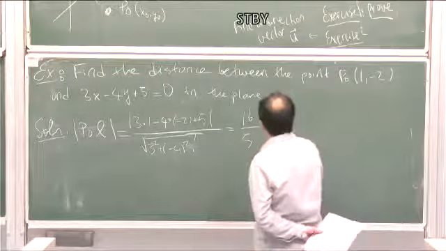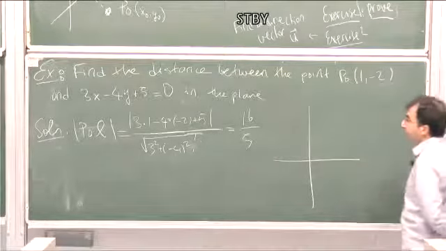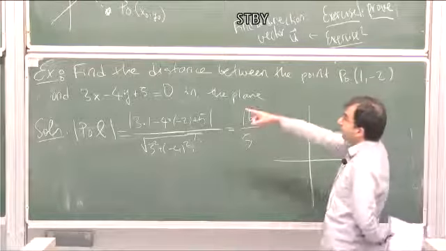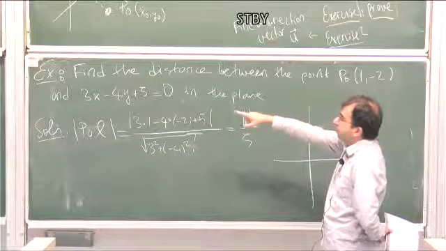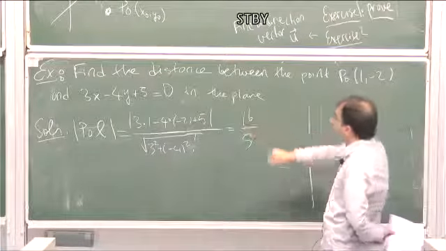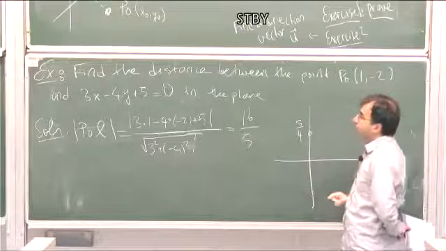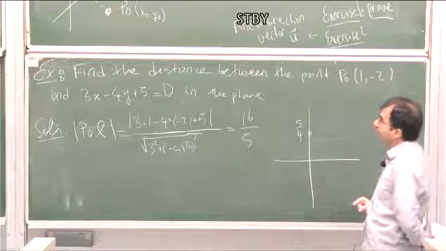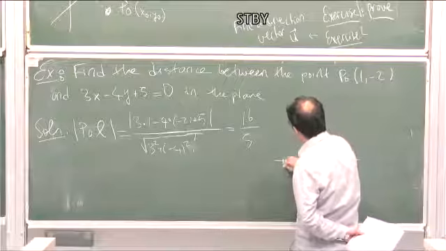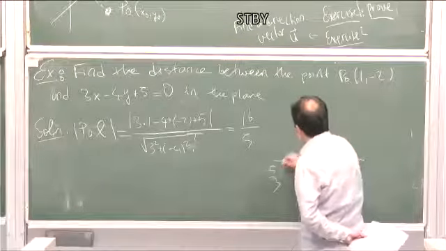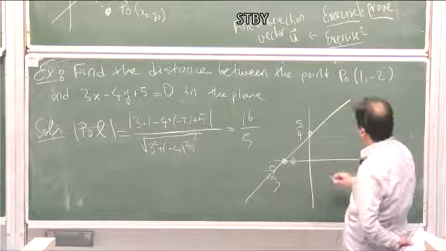Okay, so let's draw a picture. Let's sketch this line, right? So where is this line? To sketch this, I find the intercepts. I give x equals 0, then I get y as 5 over 4. And I put y equals 0, then I get x as minus 5 over 3. So this is my line, and that is the point (1, -2).